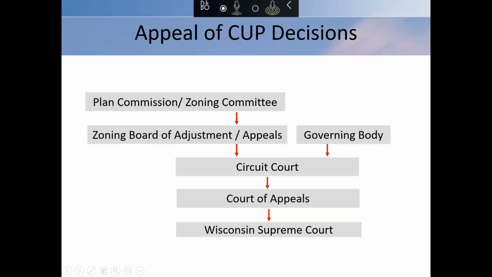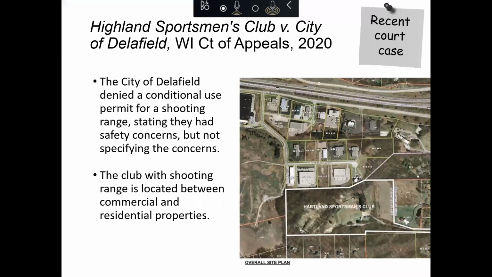Okay, now a second recent court decision that deals with appeals, among other things. This is Highland Sportsman's Club versus the City of Delafield down in Waukesha County. The City of Delafield denied a conditional use permit for a shooting range, stating they had safety concerns, but not specifying the safety concern. This is the Sportsman's Club right here, surrounded by commercial development on one side and residential on a couple of other sides.